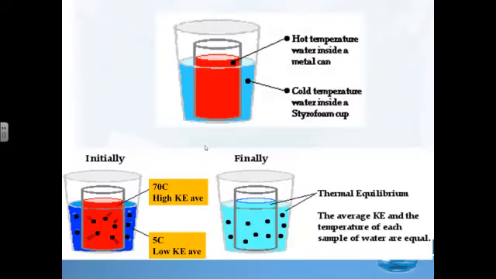So if I have a calorimeter with hot water inside a metal can, and I put that inside a cup of cold water that's held in a styrofoam cup, initially my hot water has high kinetic energy because it's about 70 degrees, and my cold water has low kinetic energy because it's at about 5 degrees. However, if I let that sit, thermal equilibrium takes place, and the average kinetic energy and temperature of each sample of water will eventually be equal.